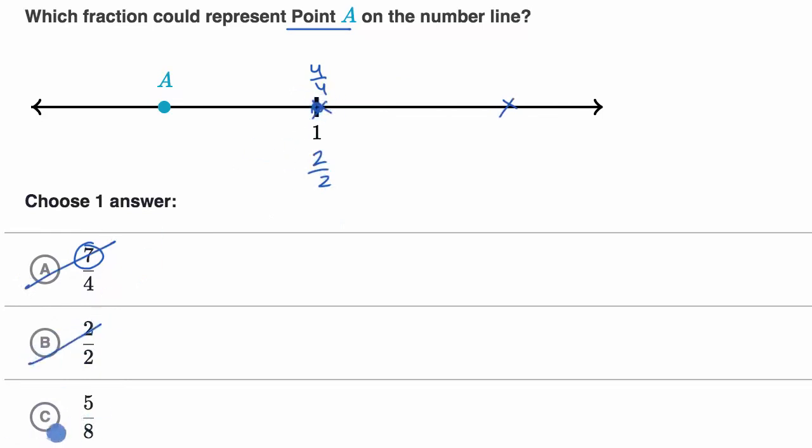What about 5 eighths? Well, with 5 eighths, the numerator is less than the denominator. 8 eighths is equal to 1, so that's that point again. So 5 eighths would be to the left of that. So that could be point A. So I like that choice.